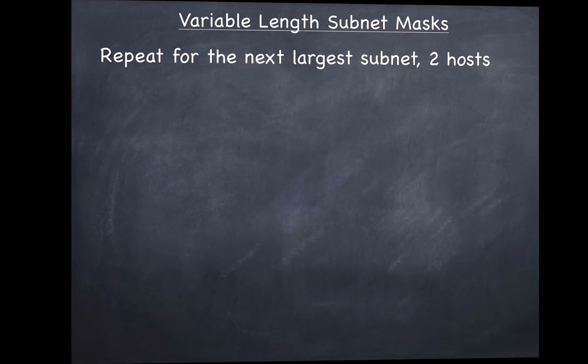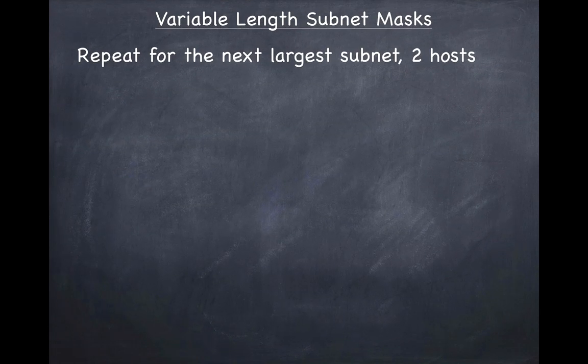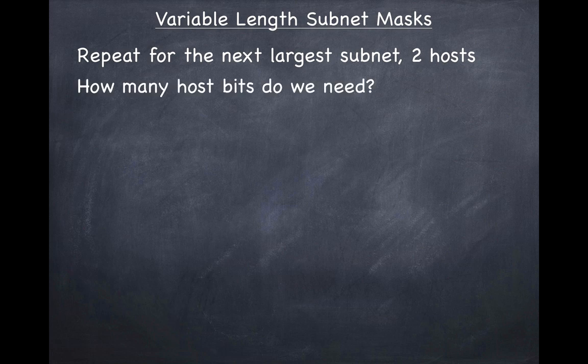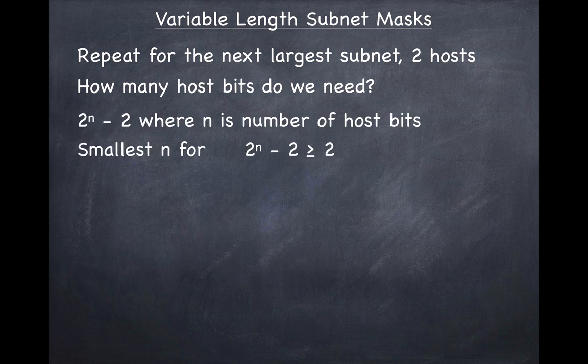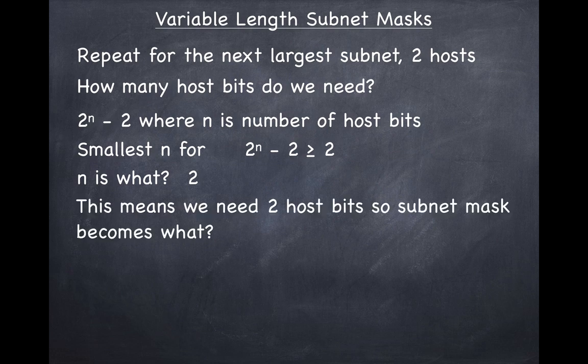But going through the process, we have two subnets that we need to do of two hosts. This would be the first one. How many bits do we need for 2 to the n minus 2 to be greater than or equal to 2? The correct answer is 2. 2 to the n is 4, minus 2 is 2. So that is equal to 2. And that means our subnet mask for this subnet is going to be /30.